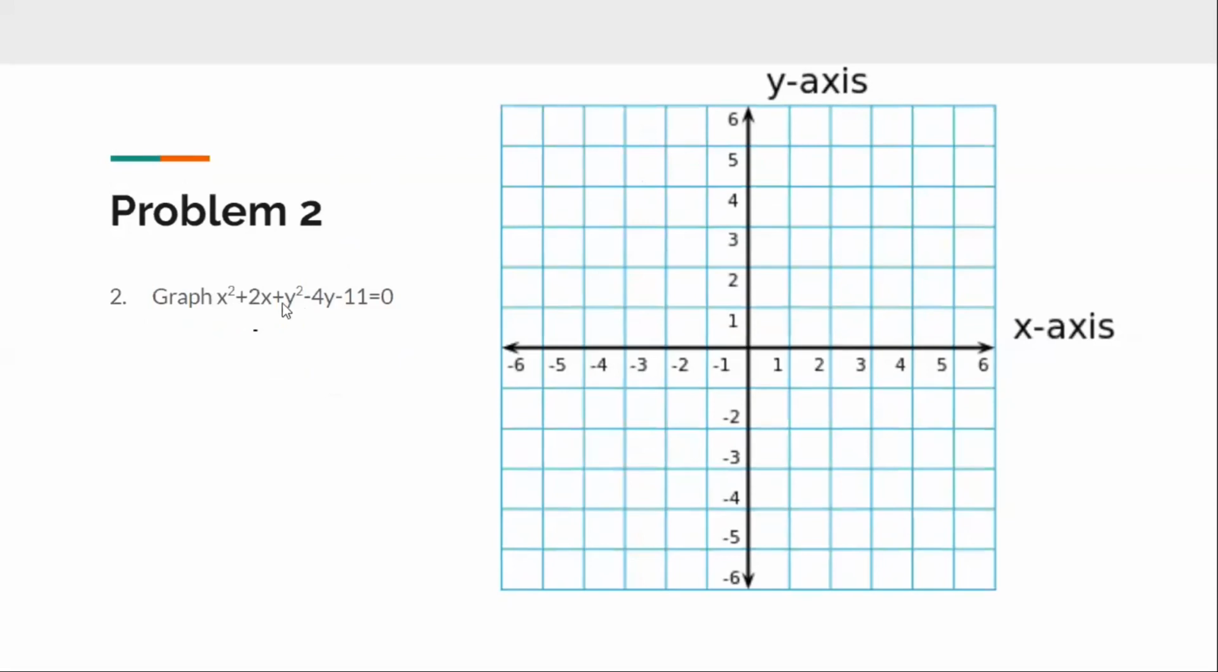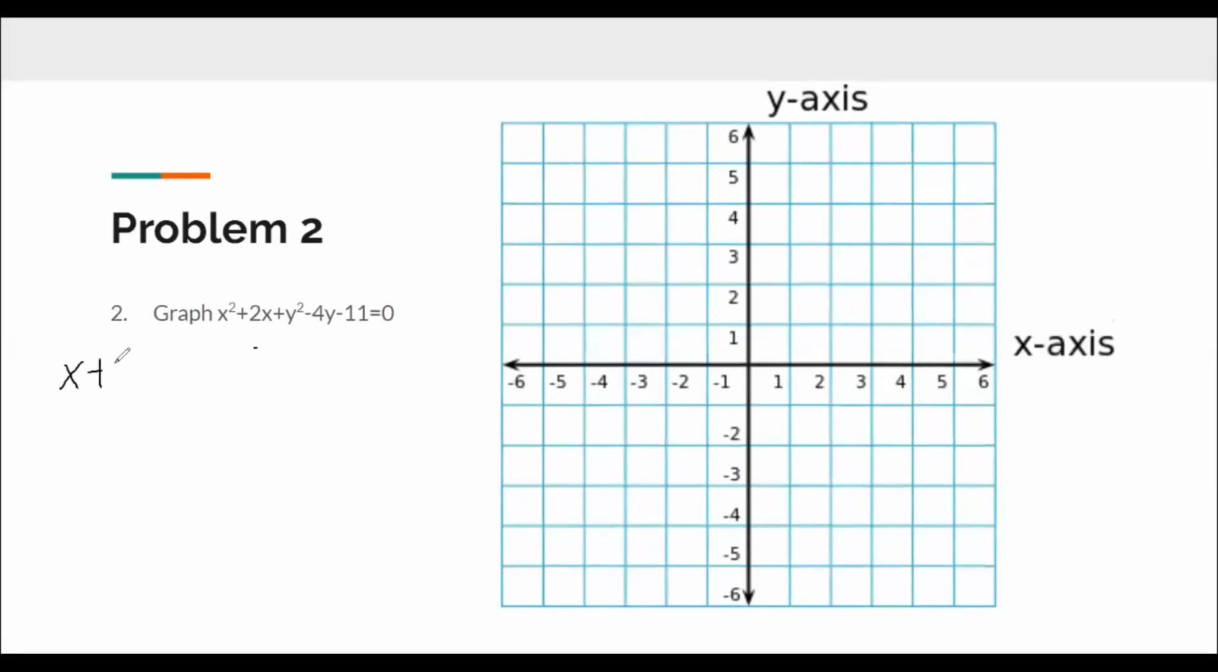Graph x squared plus 2x plus y squared minus 4y minus 11 is equal to 0. This can be written as x plus 1 squared plus y minus 2 squared is equal to 11 plus 2 squared plus 1 squared, which will be 16. So our radius is going to be 4, since the square root of 16 is 4, and our center is going to be negative 1 comma 2. So it's going to be here. I'm going to go kind of like this.